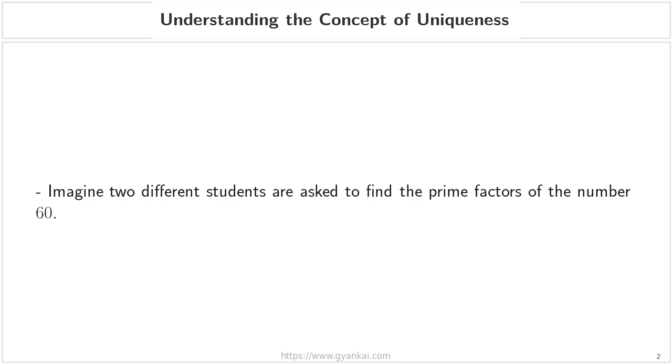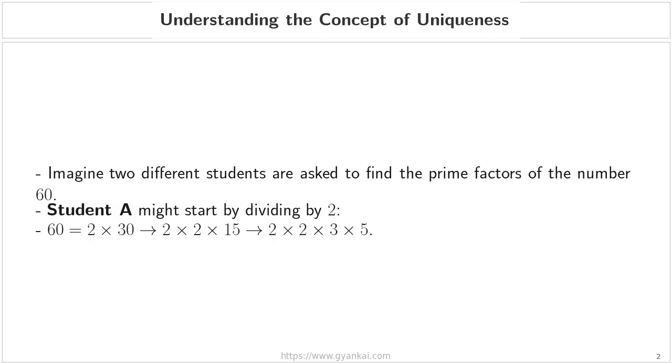To illustrate this, imagine two different students are both given the same task, to find the prime factors of the number 60. First, let's look at student A. This student decides to start their process by dividing by the smallest prime, which is 2. They see that 60 equals 2 times 30. Then, they continue breaking down 30, finding that it equals 2 times 15. Finally, they break 15 down into 3 times 5. So, student A's final result is 2 times 2 times 3 times 5.